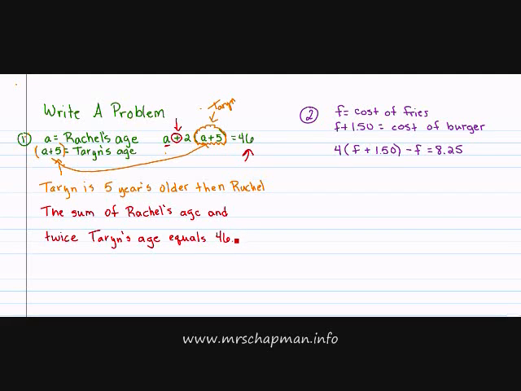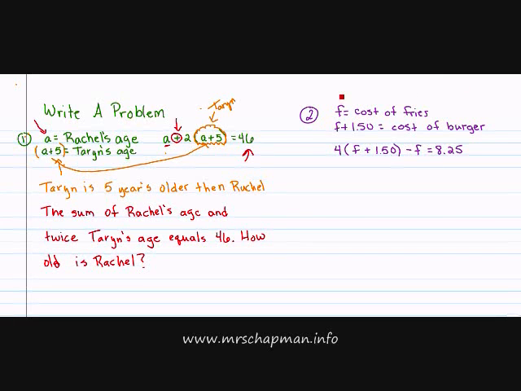Okay, based on that, what variable don't we know? We don't know how old Rachel is. How old is Rachel? That's the unknown. Okay, so basically we're writing the equation that's given to us in words, and then we're writing the question, which is, what is the unknown variable? So go back and look at it. Taryn's 5 years older than Rachel. The sum of Rachel's age and twice Taryn's age equals 46. How old is Rachel?